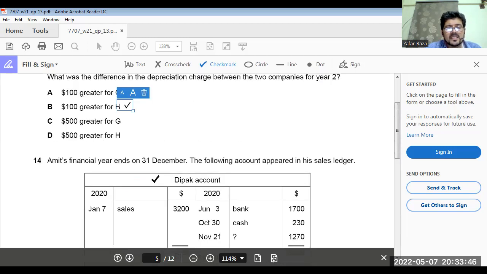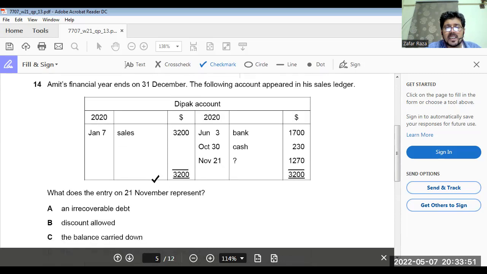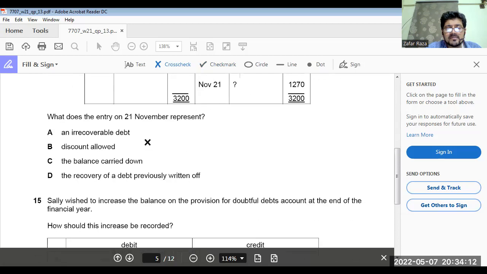Okay. Now, at Amit's financial year end of 31st December, the following account appeared in the sales ledger. You see, the financial year has come to an end, and what would this 1270 be? Mostly students will think that this is the balance carried down. No. This is actually bad debts or irrecoverable debts.